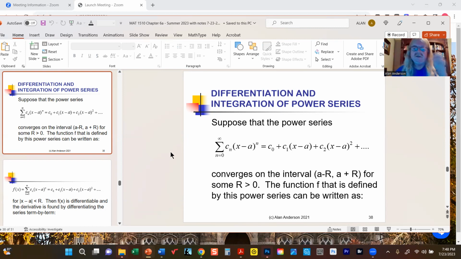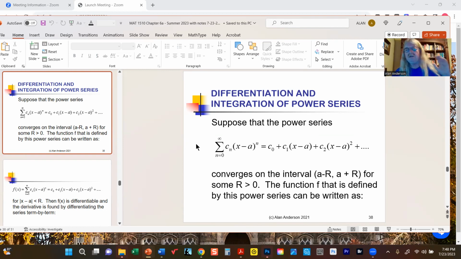So here's our general expression for a power series. We have the sum from n equals 0 to infinity. We have a constant in front of each term, c sub n, and then we have x minus a to the n power. And so that can be written out as c0, which is of course a constant, plus c1 times x minus a, plus c2 times x minus a squared, plus dot, dot, dot, all the way up to infinity. Now we're assuming for what's about to follow that it converges in some interval.